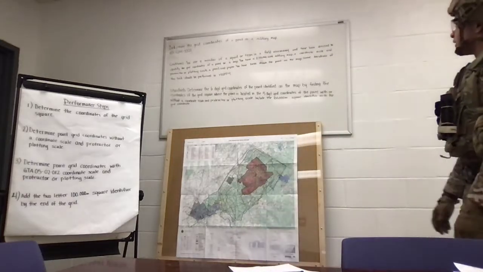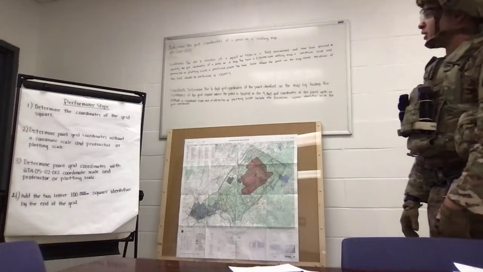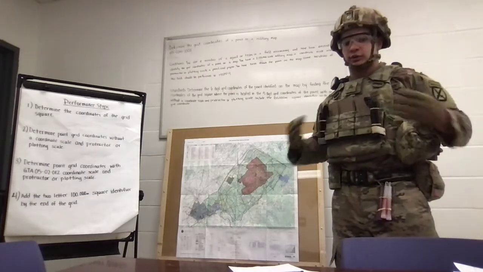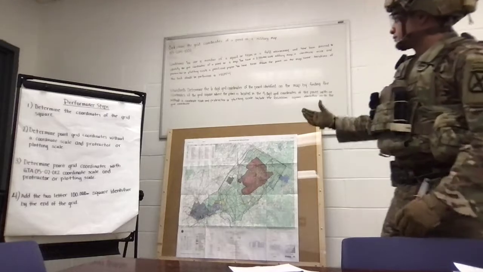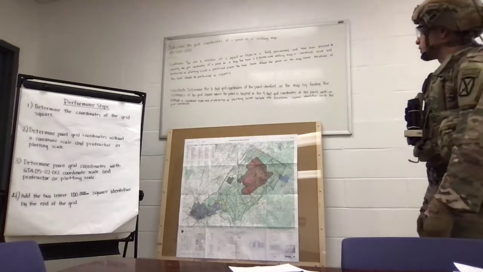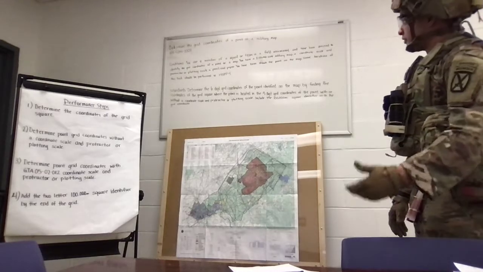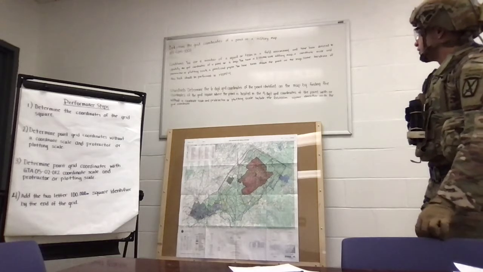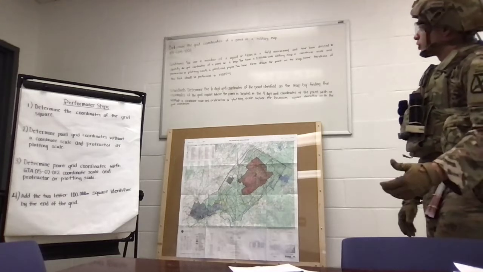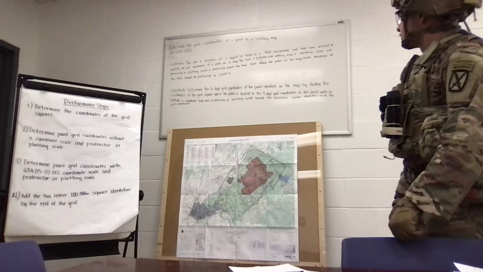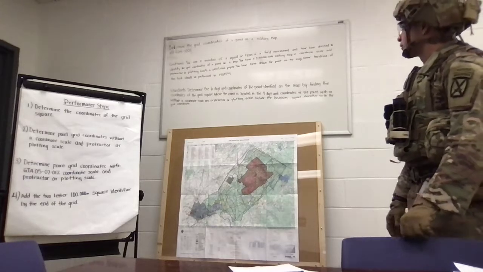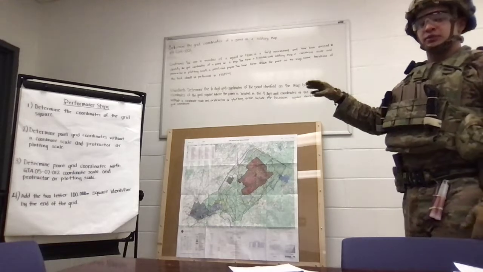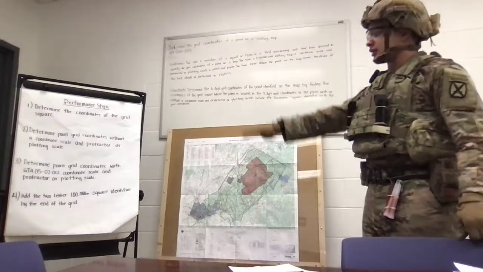You have been shown the point on a map. Some iterations of this task should be performed in MOPP 4. Clearly, we're not going to be in MOPP 4 today. It's going to be in our basic combat gear. Standards: determine the 6-digit grid coordinates of the point identified on the map by finding the coordinates of the grid square where the point is located and the 4-digit grid coordinates of the point, with or without a coordinate scale and protractor or plotting scale. Include the 100,000 meter square identifier with the grid coordinate. All right, so keeping all this in mind, we have 4 easy performance steps to knock all this out.